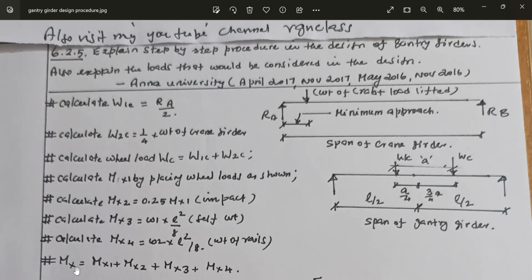Then all the bending moments, Mx1 plus Mx2 plus Mx3 plus Mx4. All these loads are acting in the vertical direction, and bending moment is about the x-axis, the major axis.